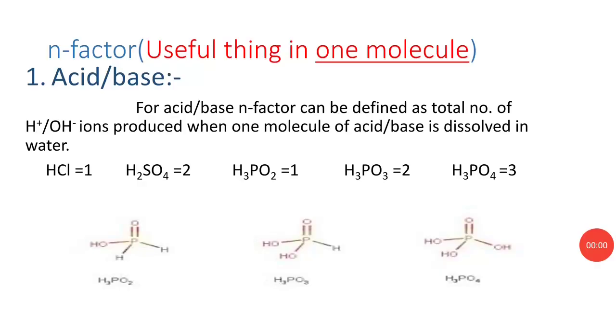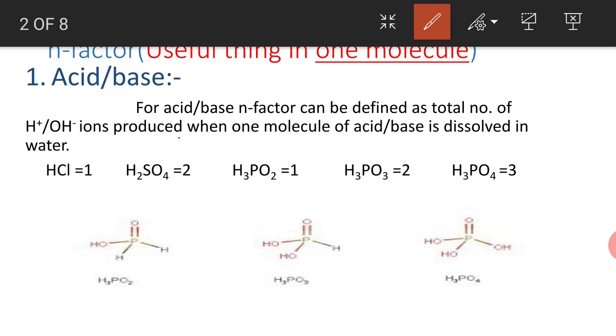For example, when I have HCl and dissolve it in water, I get one H plus ion. That means the N factor of HCl, hydrochloric acid, is 1. The other example is sulfuric acid. When I dissolve sulfuric acid in water, I get 2 H plus ions. That's why the N factor of H2SO4 is 2.